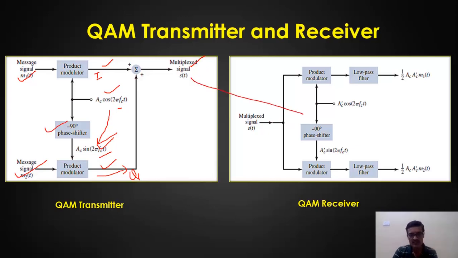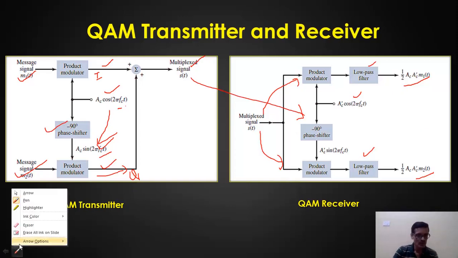Now this S of t is given as input on the receiver side, and using the same carrier cos 2 pi fct, whatever I have used on the transmitter side, the recovery of the message signals is done, both M1 of t as well as M2 of t. The concept is again the same. I'm using a 90° phase shifter. I get a quadrature carrier here. The same S of t is given as input to both product modulators, the I channel as well as the Q channel. And I'm using a low pass filter which allows only the low frequency component, and at the output of that we get M1 of t and M2 of t with certain amplitudes.